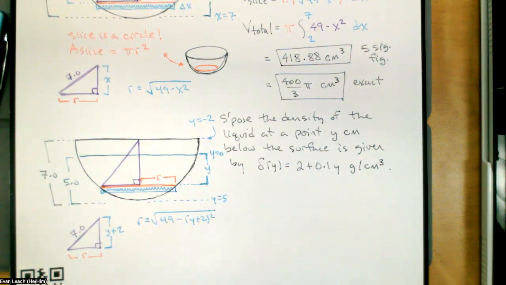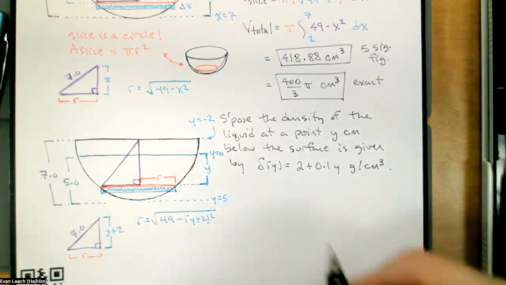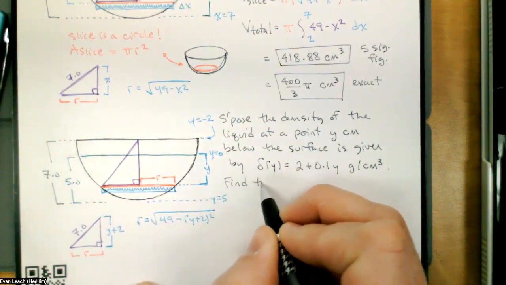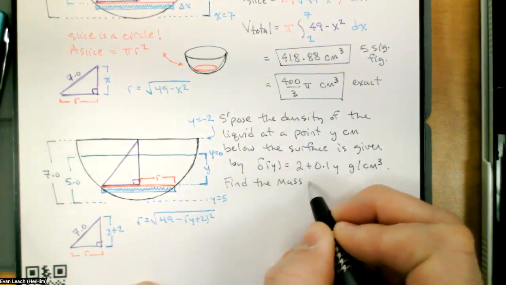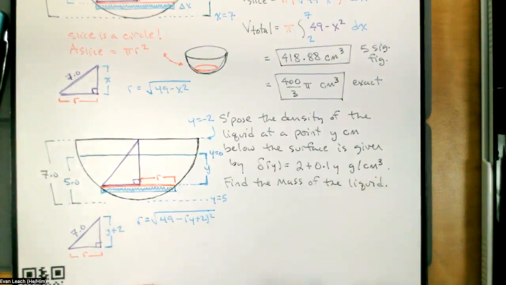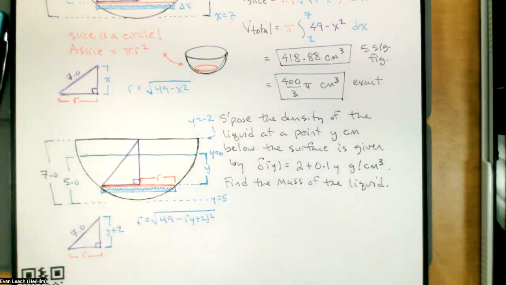But in this second part of the problem, I don't want you to find the volume of the liquid. We already have that. Since I introduced the density, I want you to find the mass of the liquid. In this case, we're going to use mass is equal to density multiplied by volume. Our density is variable, and our volume is fixed, but our density changes with the volume.